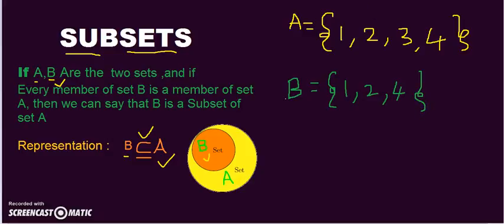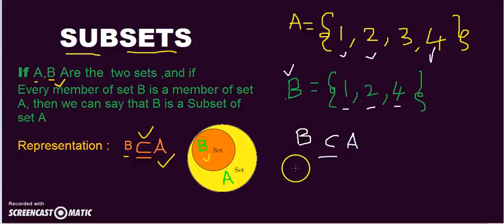And now if you observe B, all the elements 1, 2 and 4, if you compare in A, they exist in A. So all elements of B are also the elements of A. So all the elements 1, 2 and 4 are the elements of A. Then we can say that yes, B is a subset of A.